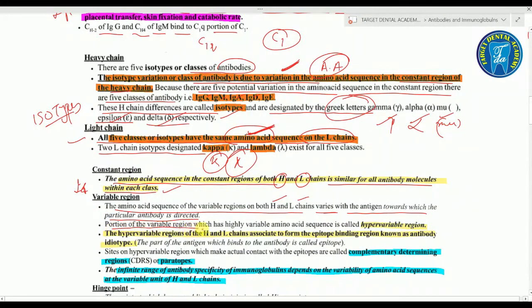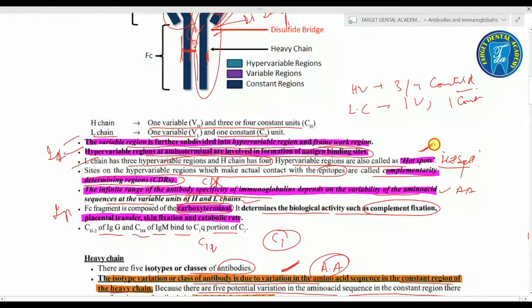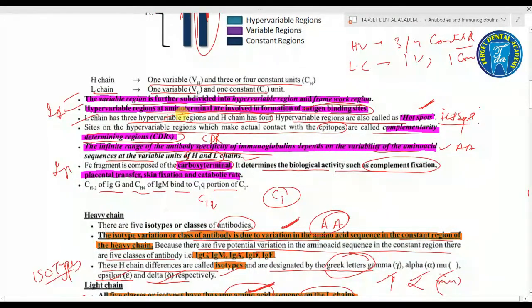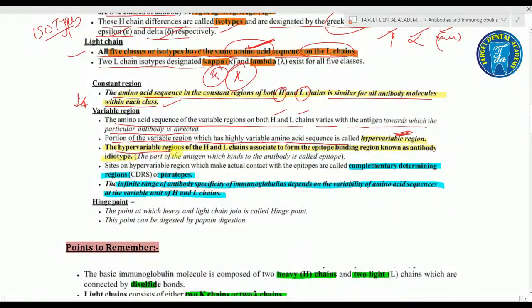The portion of the variable region which has a highly variable amino acid sequence is known as the hypervariable region, as we have already discussed. The hypervariable region is also known as hotspot number 1, and the hypervariable regions at the amino terminal are involved in the formation of antigen and antibody sites. So the hypervariable regions of the H and L chains are associated with forming the epitope binding region, which is known as the antibody idiotype.